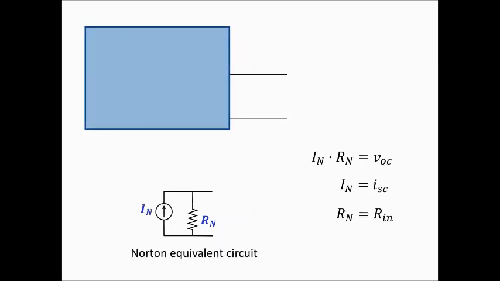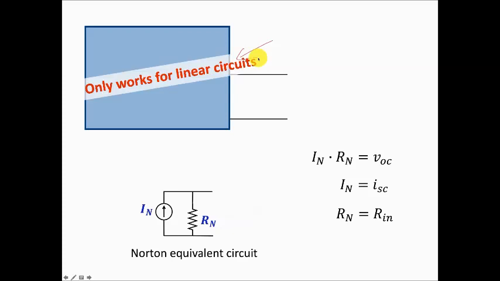So in summary, I have an unknown circuit here in my box. If I calculate the open circuit voltage, the short circuit current, and the resistance seen looking into those terminals, these have to be equivalent to those same quantities that I can calculate for my Norton equivalent circuit. And so I can get these three equations, and with these three equations I can find the two unknowns, which are IN and RN. So for any linear circuit, I can calculate the Norton equivalent model. But again, this only works for linear circuits.